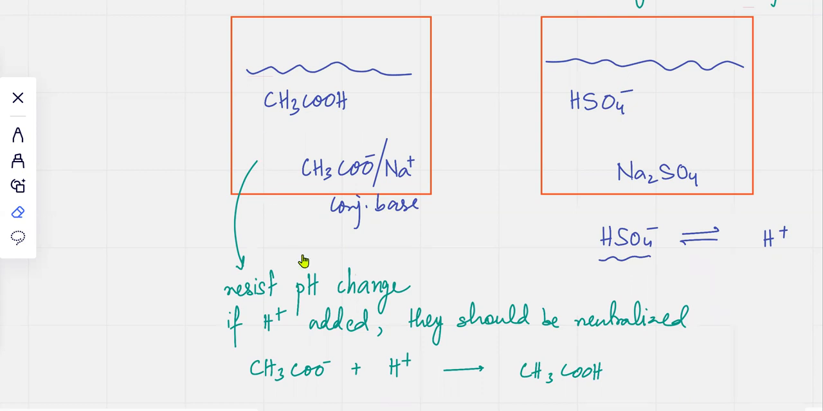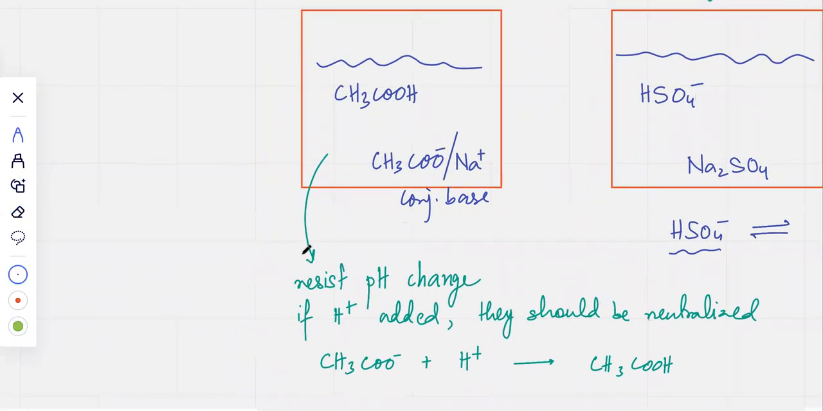I added the H plus 1 ions, and my conjugate base started attracting all the H plus 1 ions to form ethanoic acid back again. So all the H plus 1 ions are gone. Vice versa, if I add an alkali and try to make it basic, now when I add OH ions, all of a sudden you've got lots and lots of OH ions and the pH starts to increase. Remember, the solution should resist a change in pH.